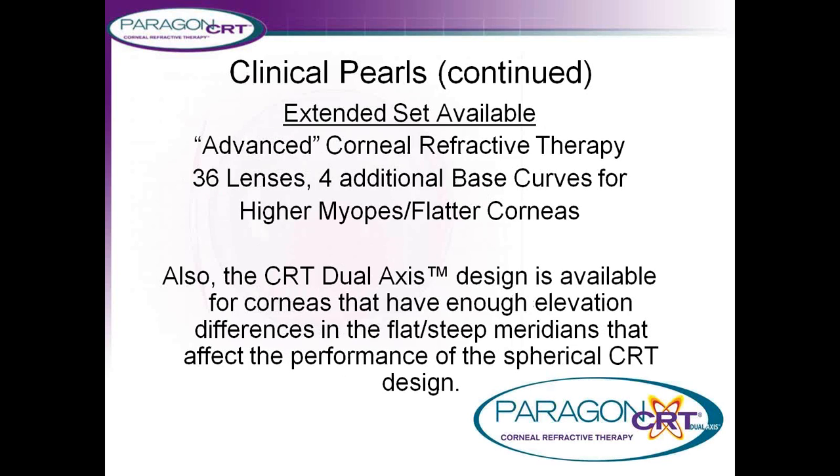If you have the 100 lens diagnostic system and find that your patient base has flatter corneas, there is an extended base curve set available at the reduced diagnostic price. Another diagnostic design that is available for patients that display higher amounts of corneal astigmatism, meaning greater than 1.75 diopters, is called the CRT dual axis. It has 2 separate return zone depths and/or landing zone angles to mimic the shape of the astigmatic cornea.